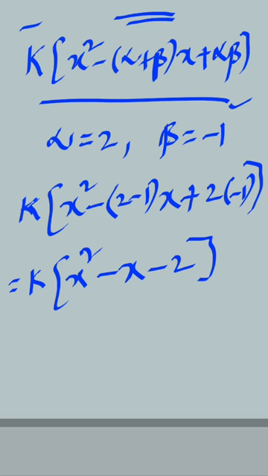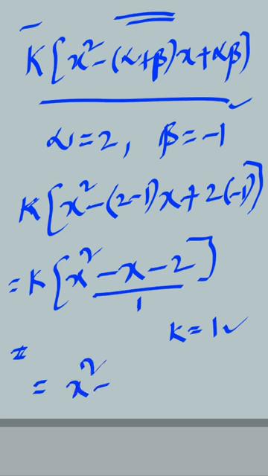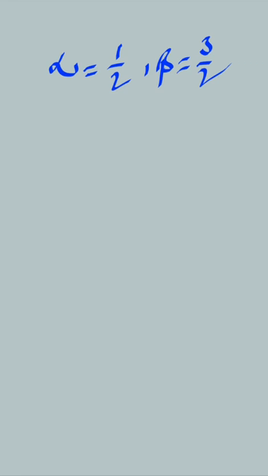So the simplification inside the bracket is over, but we didn't get any denominator here, it is 1 only. Therefore, what is the constant? k is 1. Then if we substitute the k value 1 here, finally we get 1 into the same polynomial, x square minus x minus 2. So in this way we can find the quadratic polynomial if we know the zeros.